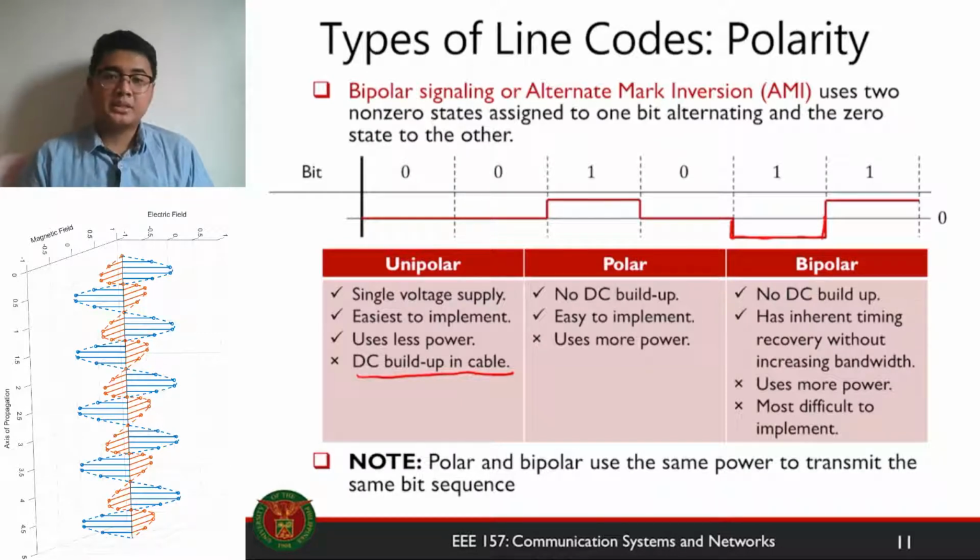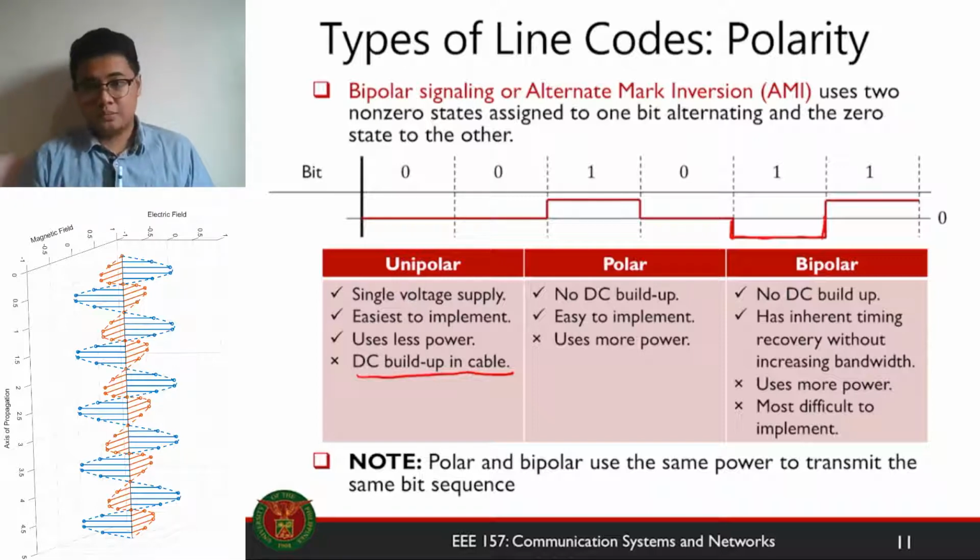Why? Because your positive and your negative are always alternating depending on the occurrence of one. If the occurrence of one is even, then you have no DC buildup in your cable at all if you solve for the average voltage. It's close to zero. If you have an odd number of ones, then you have some form of DC buildup, but it's very small. Okay?